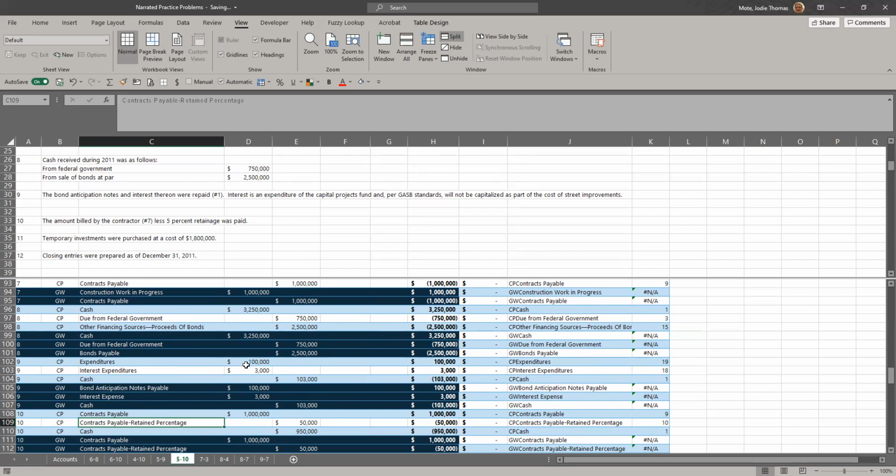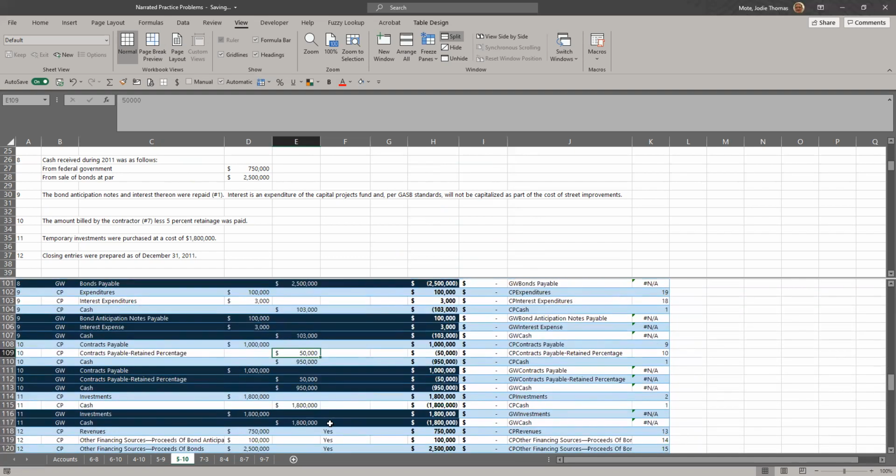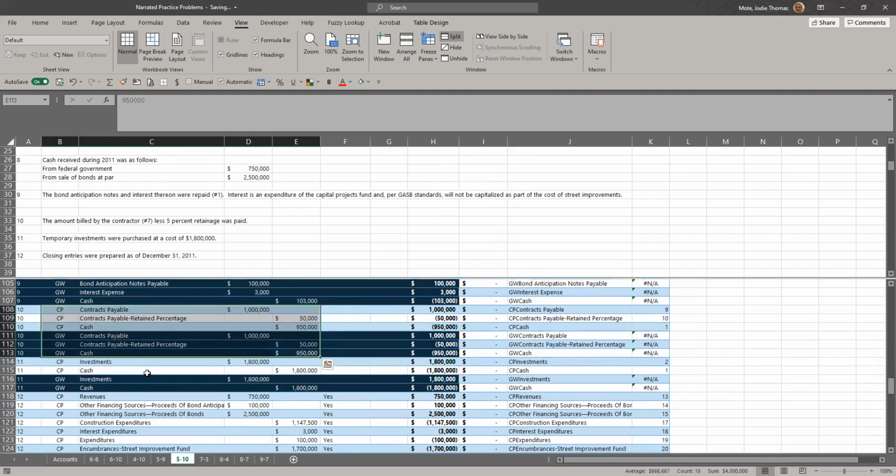So we're going to debit the entire $1 million, get it out of contracts payable, and we're going to pay most of it, 95% of it, with a $950,000 credit to cash, but we're holding back 5% of it. So we've credited this contracts payable retained percentage liability for the 50,000. So we'll pay that 50,000 later. Same thing on the government wide side. The entry looks exactly the same because we recorded this contracts payable earlier in both places.